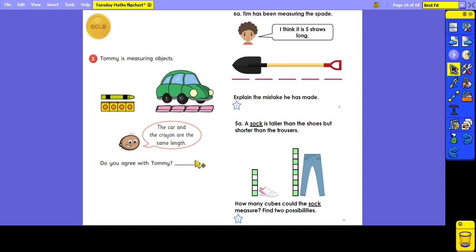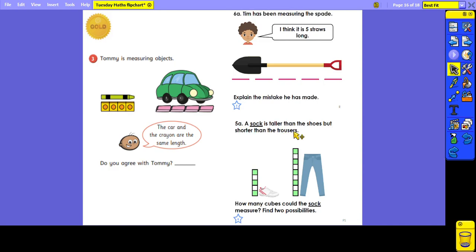And then for gold, we've got another reasoning question. Tommy is measuring these objects, and you need to decide if you agree with what Tommy thinks. So again, you can write yes or no, and then write a sentence to explain how you know. For question 6a, you need to explain the mistake that Tim has made when measuring the length of the spade. So think about how you should be measuring properly.